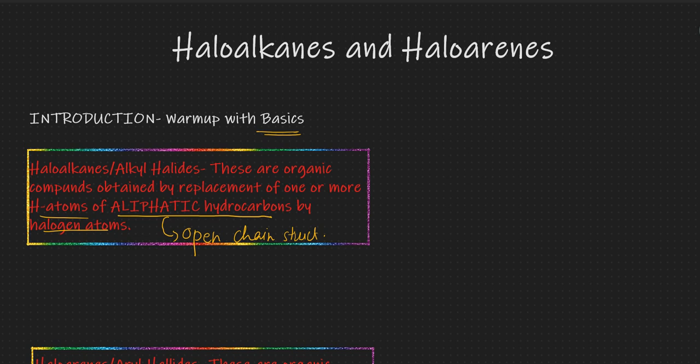Haloalkanes are also called alkyl halides. Now what are alkyl halides? Let's see what these alkyl halides, or haloalkanes, are with an example. Suppose I have an alkane, and any alkane for that matter. Let's say I have methane. This is your simplest alkane, methane.